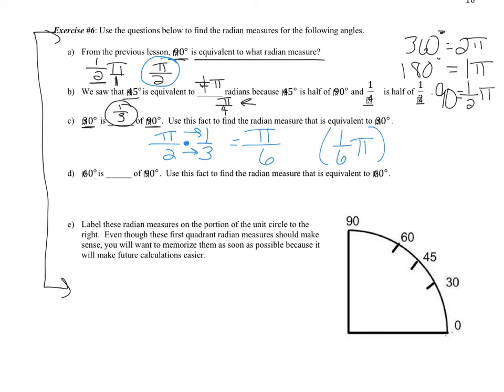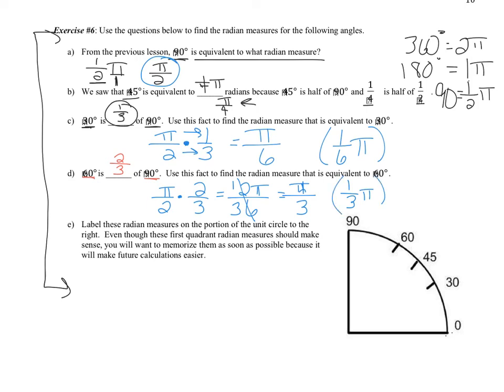Using similar reasoning, 60 is what fraction of 90? So that's 2/3, right? 60 is 2/3 of 90. So if I take the 90-degree measure, which is pi over 2, and then multiply by 2/3, I could cancel these 2's, but I'm not going to show that right now. I'm just going to multiply across. I get 2 pi over 6, which is pi over 3. Okay, or it could be written as 1/3 pi.